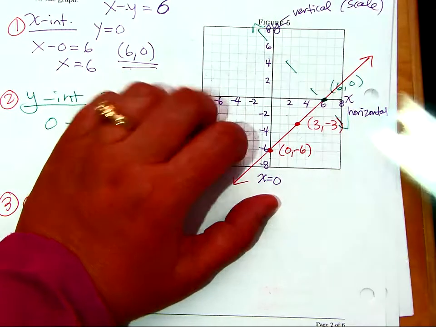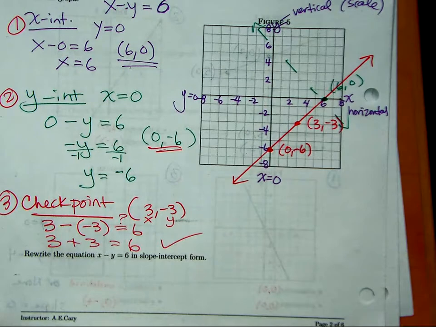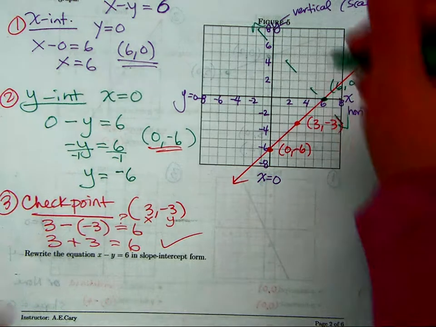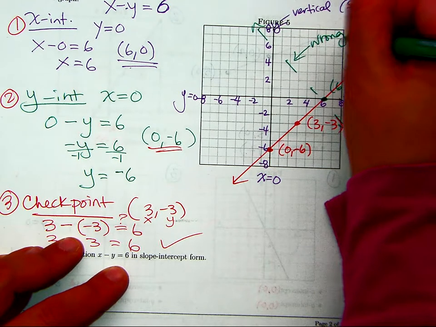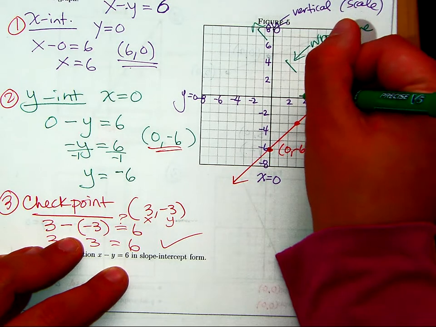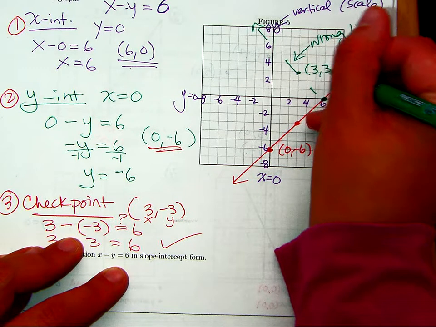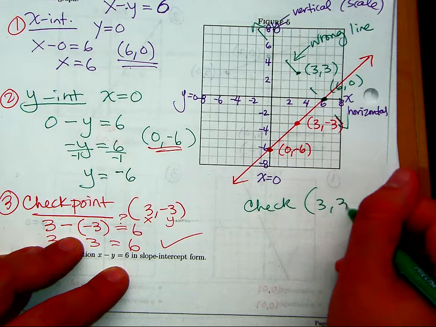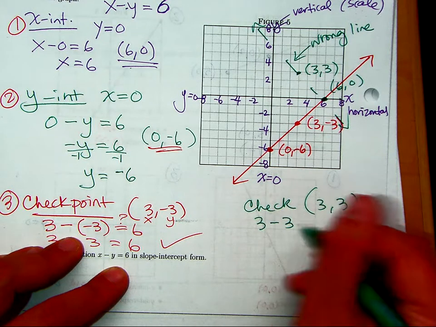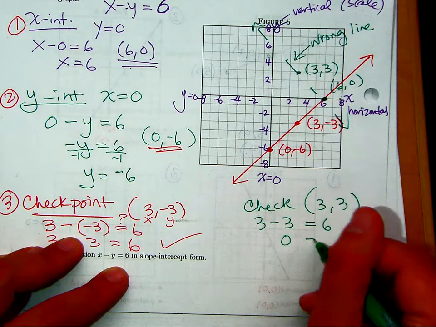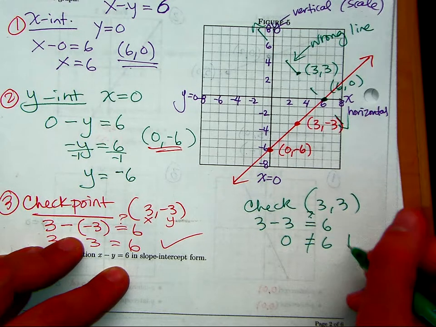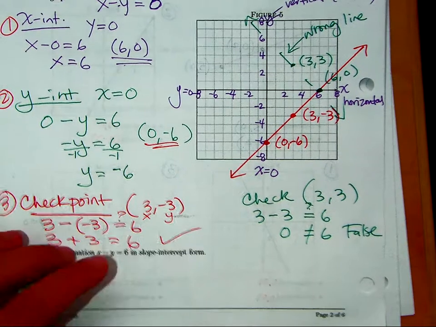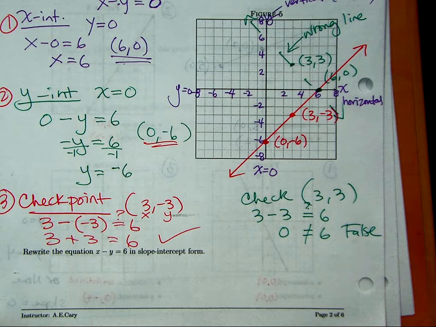But I just want to show you what a checkpoint would look like if it was wrong. So this is right here, the wrong line. And you notice that it goes through the point (3, 3). So if I did a check of (3, 3), I would have 3 minus 3 equals 6. I would get 0 equals 6, which is false. So this is the whole reason why we do a checkpoint, because if I got one of my intercepts wrong, then my whole entire line is wrong.